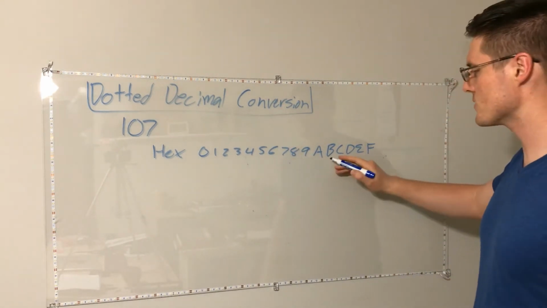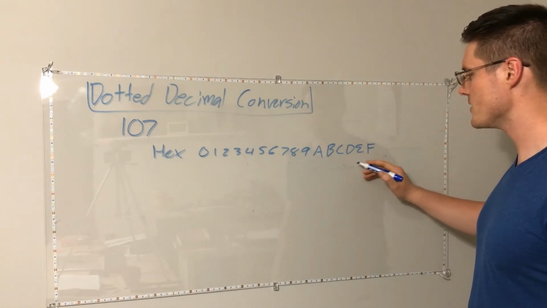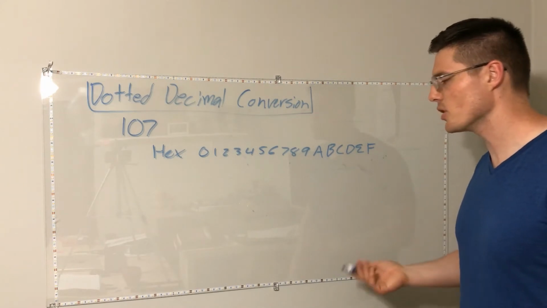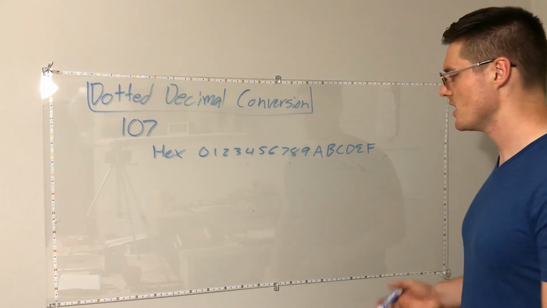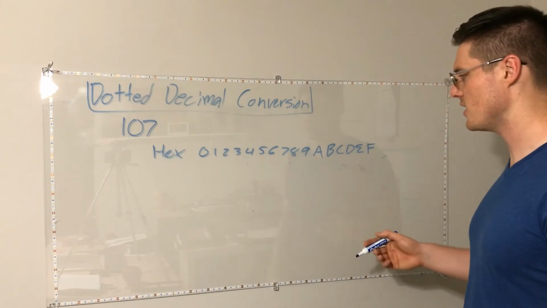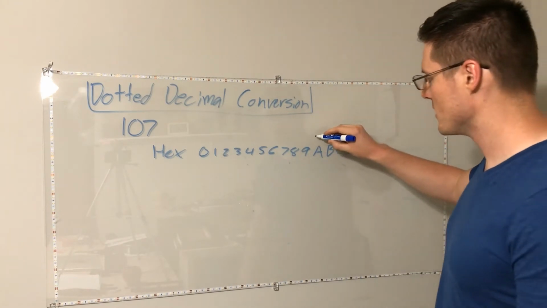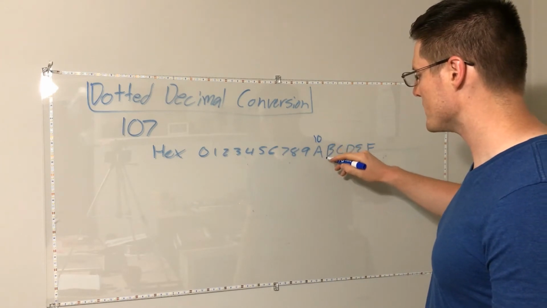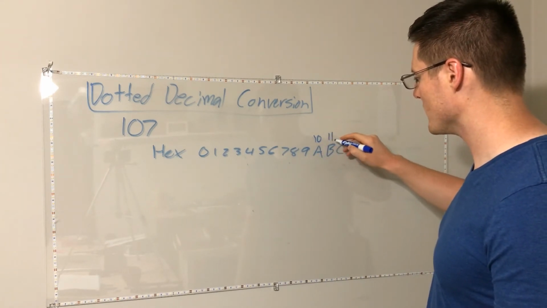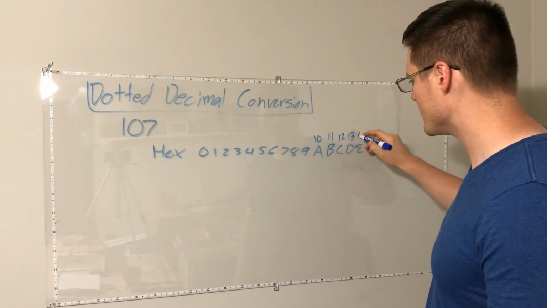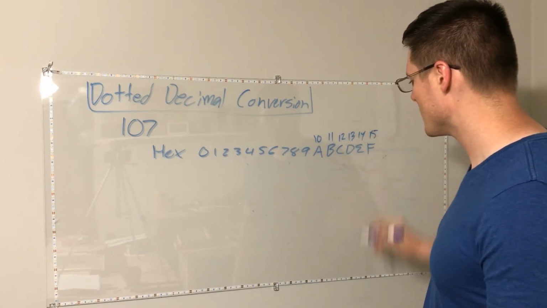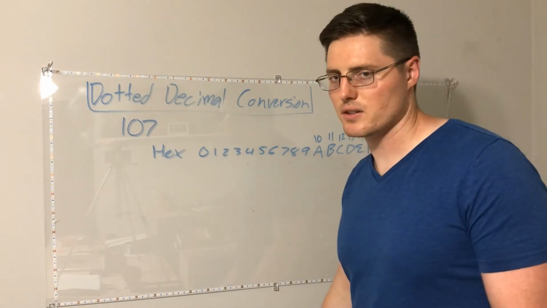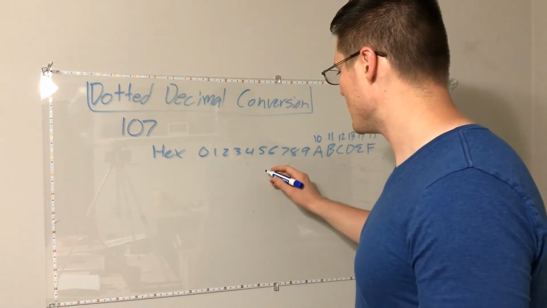It's important to note that up to 9, you're going to use regular integers, but after 9, you start using letters, and so each letter after 9 is associated with essentially 10 plus its natural position, and its natural position will be 0. So in this case, you have 10 for the first natural position, and then you have 11, then you have 12, 13, 14, 15.